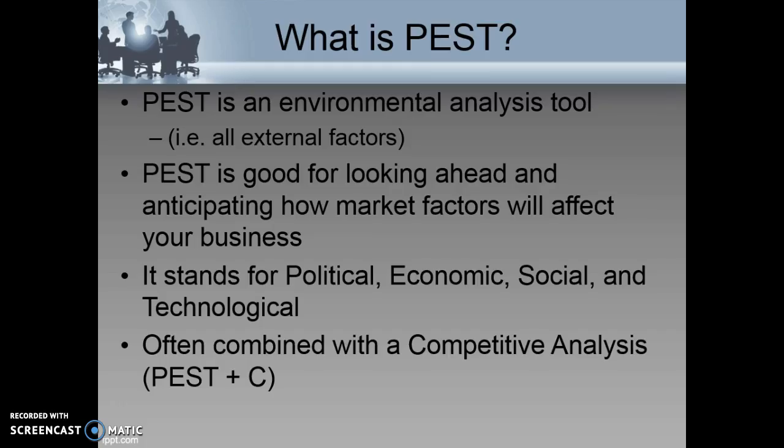So the PEST analysis is basically another analysis tool that we can use, similar to the SWOT analysis tool covered previously. The difference between the two is that while SWOT analysis analyzes both internal and external factors, the PEST analysis is only used to analyze external factors, the environment in which that company is working in. This is a good tool for looking ahead and seeing what market factors are going to affect our business in the future. It stands for political, economic, social, and technological.